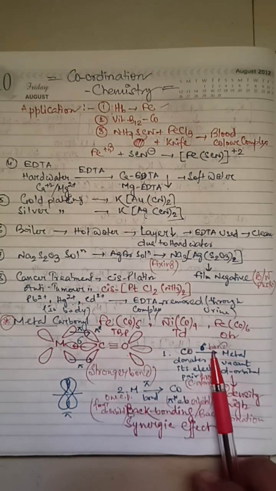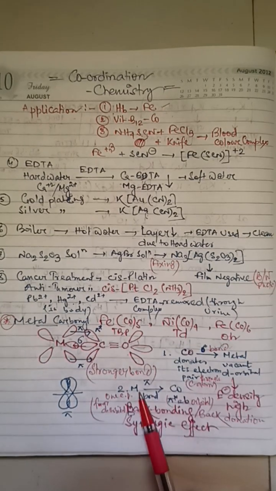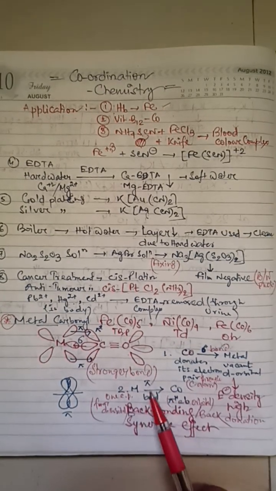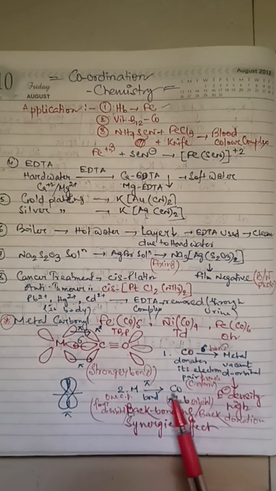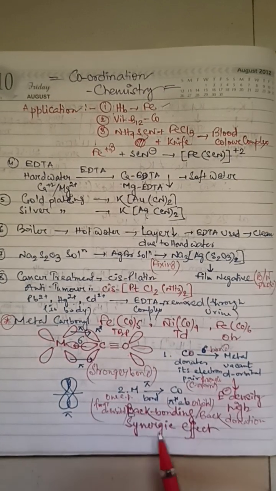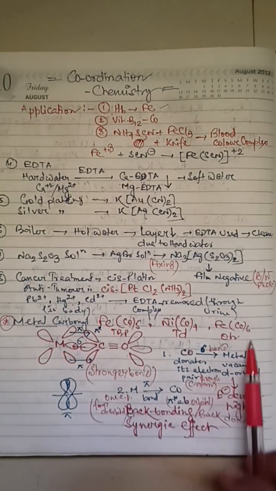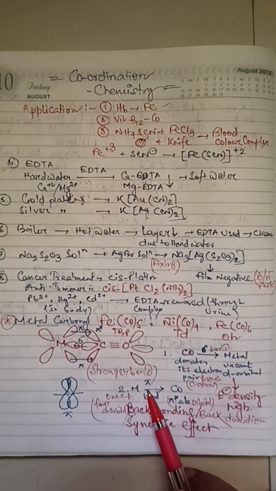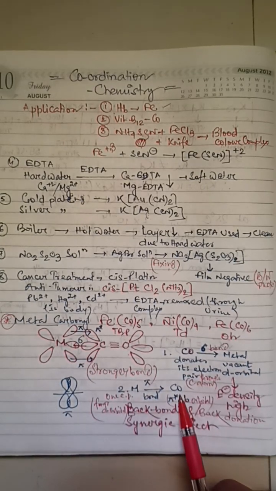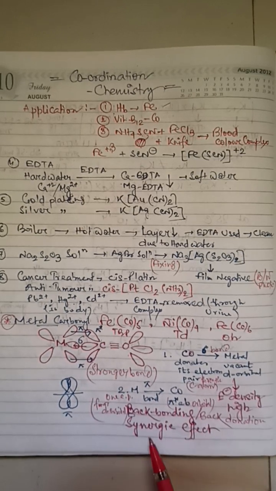So the first bond is a sigma bond and the second one is a pi bond. This back bonding or back donation of the metal to carbonyl via pi bond is known as the synergic effect. First the sigma bond forms, and then the metal back donates to the carbonyl group again. This effect is known as back bonding, back donation, or synergic effect.